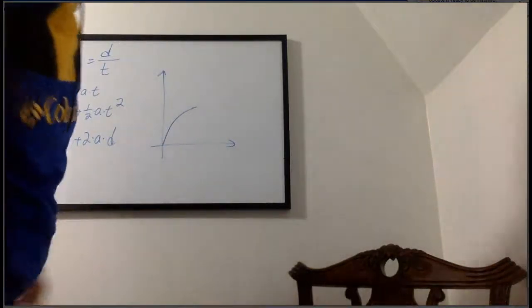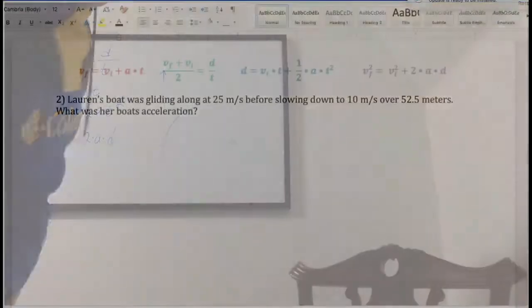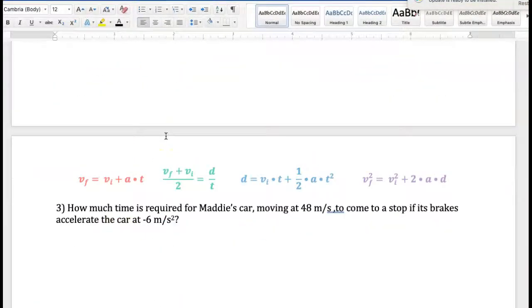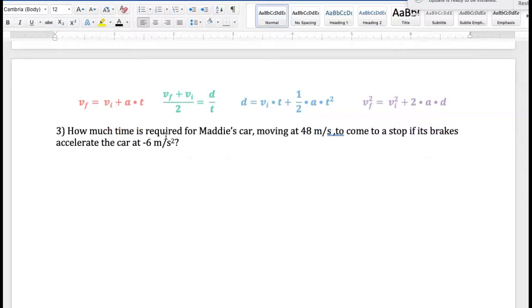All right. Let's shift on and go to number 3. How much time is required? All right. So right off the bat here, I know we're looking for T. Time is required for Maddie's car moving at 48 meters per second. Let's call that VI, to come to a stop.